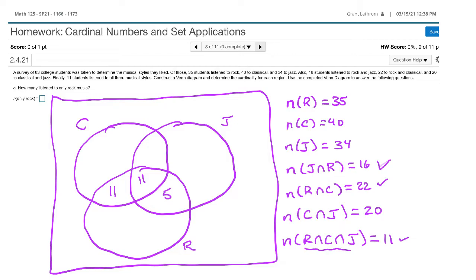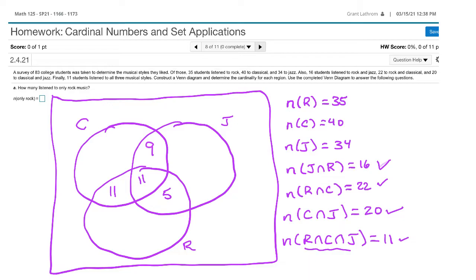And finally, if we look at the overlap between classical and jazz, then we know that we have 20 students living in this region here. So the overlap between C and J. Well, just like before, we've accounted for 11 of them. We know we've got a total of 20. We've accounted for 11, which means that the remaining 9 have to be here in this region.